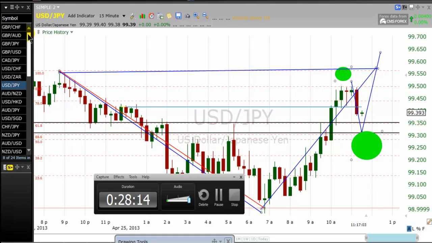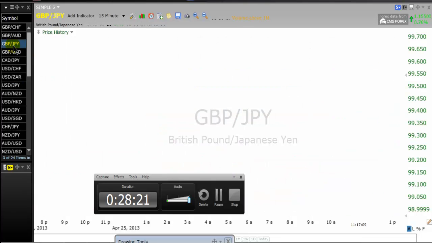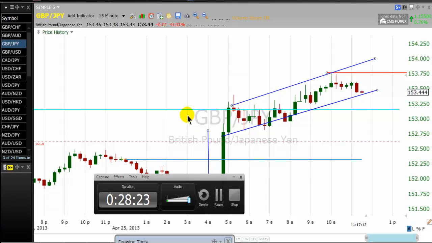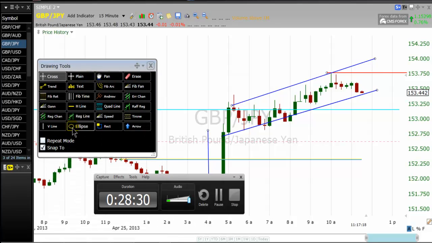The last one, which I've already entered, okay, at 153.53, this is the pound yen. I'm still in this trade. It's working nicely for me. The price now is 153.44. So something to be cheerful about.